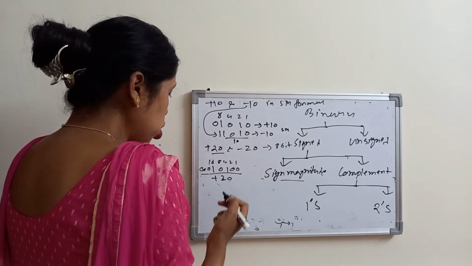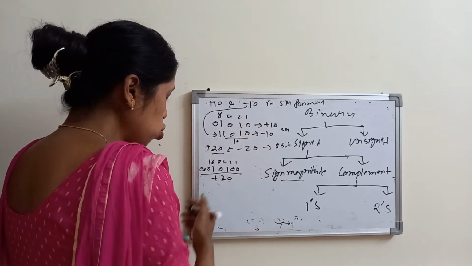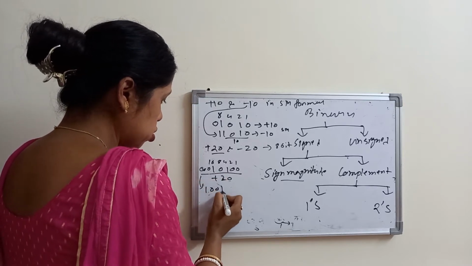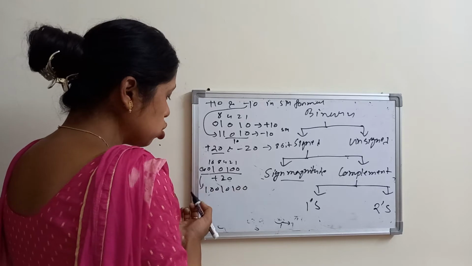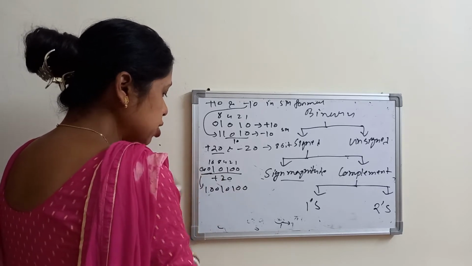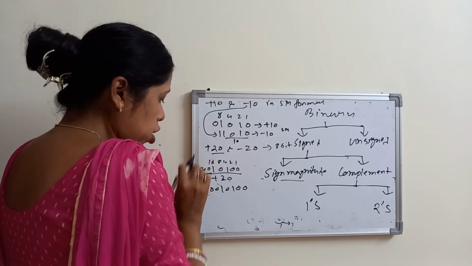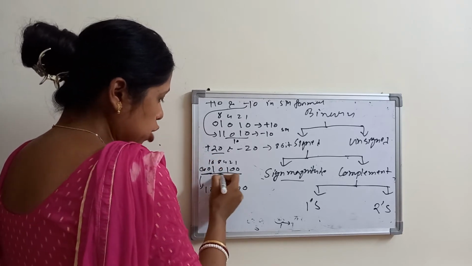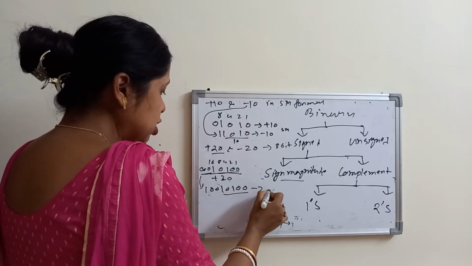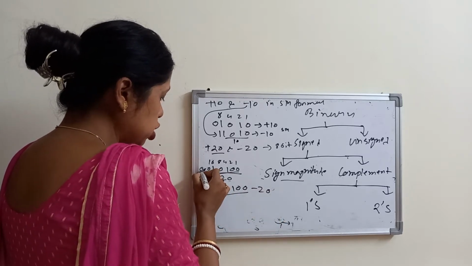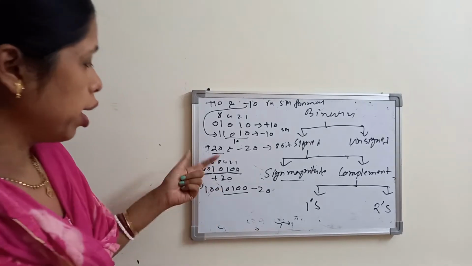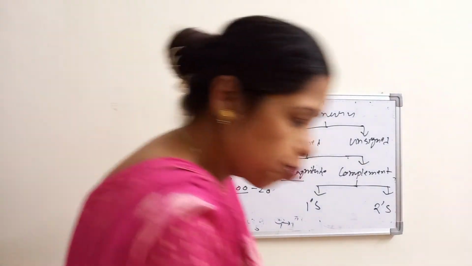Then for minus 20, what do you have to do? For minus 20, instead of 0 here I have to put 1. These three are 0s that I have added. So this gives the magnitude 10100. For minus 20 only the MSB should be 1. So this is the MSB that I have made 1. Okay, this is minus 20.